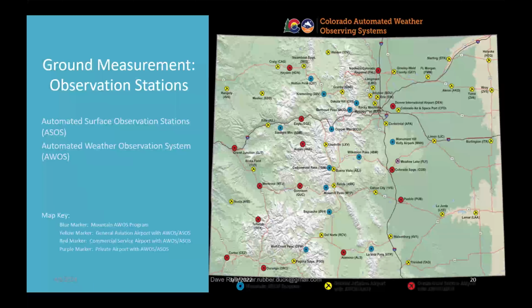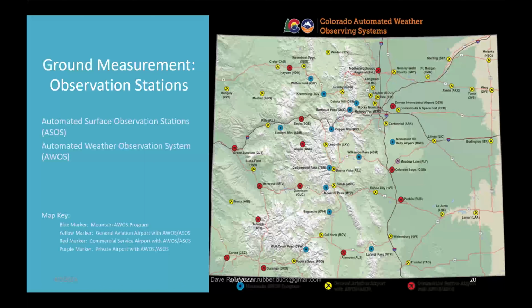The other direct measurement that we have are ground measurements based on observation stations. You've probably heard the acronym AWOS, Automated Weather Observation System, and then there's ASOS, Automated Surface Observation Systems. Basically, they're very, very similar devices. AWOSs are generally associated with aviation, and an ASOS can be anywhere. For instance, there's one in Central Park in New York City. There are over 900 stations nationwide.